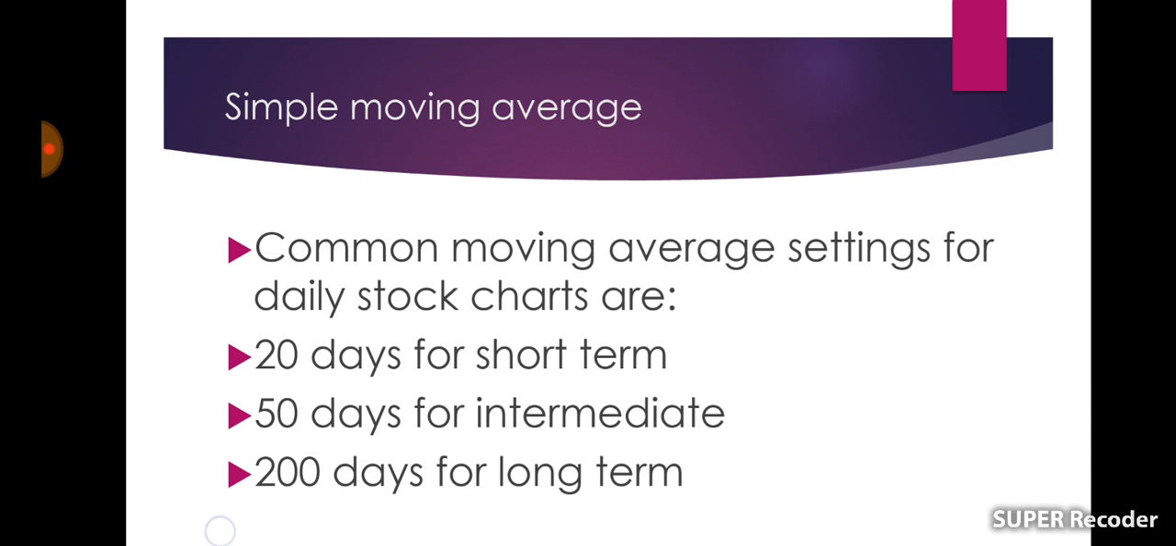Common moving average settings for daily stock charts are 20 days for short term, 50 days for intermediate, and 200 days for long term. In general, the shorter the time frame used, the more volatile the prices will appear. For example, 20-day moving average lines tend to move up and down more than 200-day moving average lines.